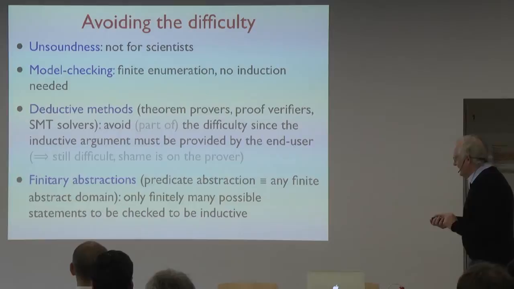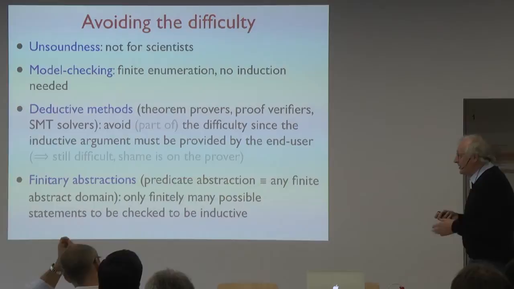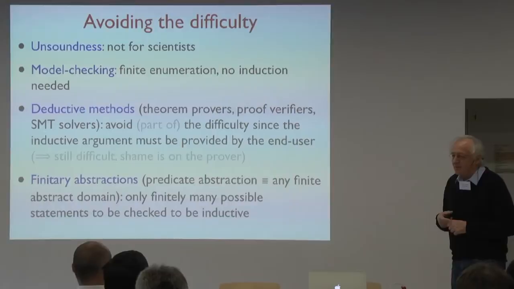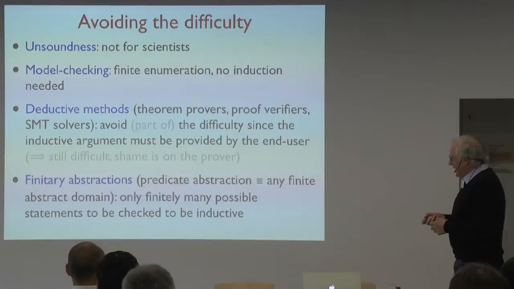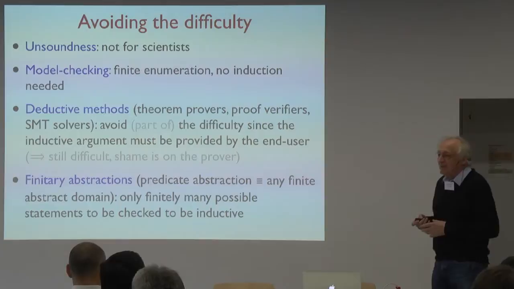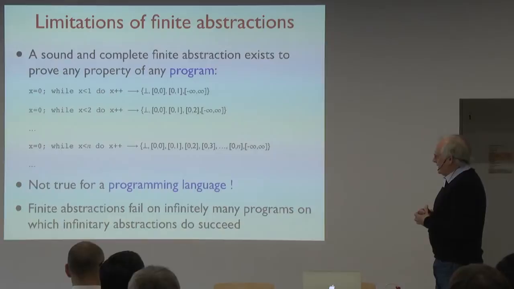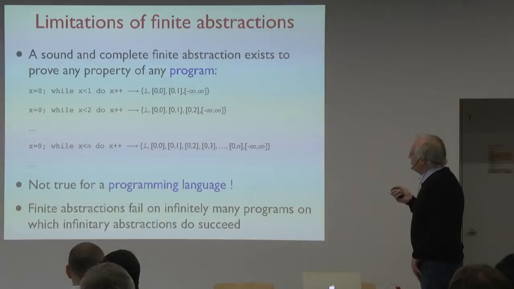Then there are guys that do finitary abstraction. I am one of these, but not very often. And that's completely equivalent to what is called predicate abstraction, which is just a reformulation of a finite abstract domain. And it's also a bit trivial because you have only finitely many possible statements that can be inductive in the abstract domain, so you can check all of them. And this has a lot of limitations, and I will try to show you by an example.